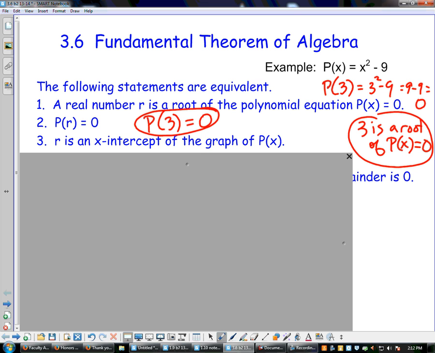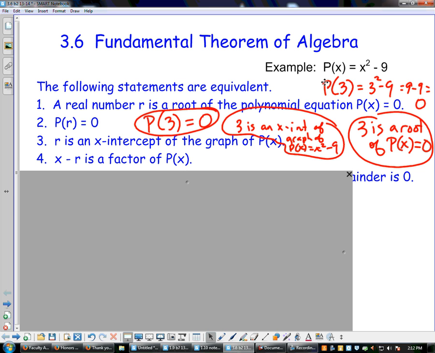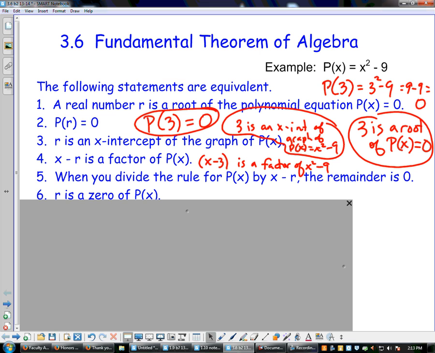We could also say that r is an x-intercept of the graph of p of x. So stating that, we would say that 3 is an x-intercept of the graph of p of x equaling x squared minus 9. That would be equivalent to stating the other two. So now we have three equivalent statements up here on the board. x minus r is a factor of p of x. It's going to be another equivalent statement. So that would mean x minus 3 is a factor of x squared minus 9. And that one is equivalent to the rest. All of these statements I'm circling are equivalent.